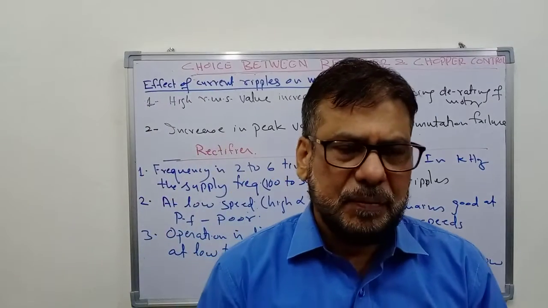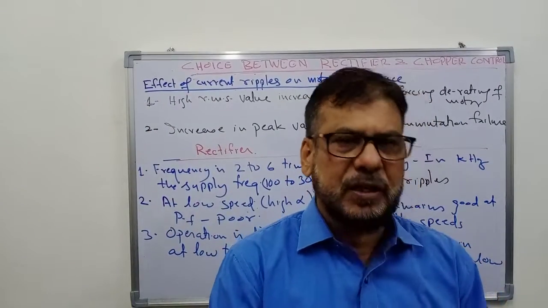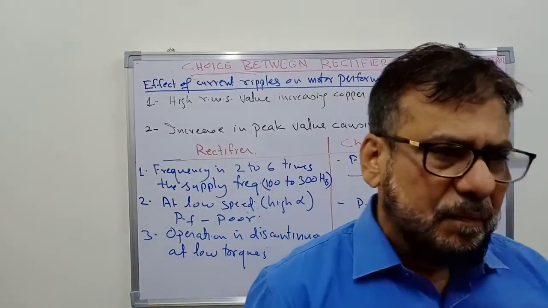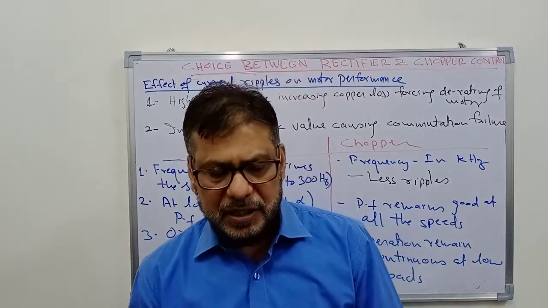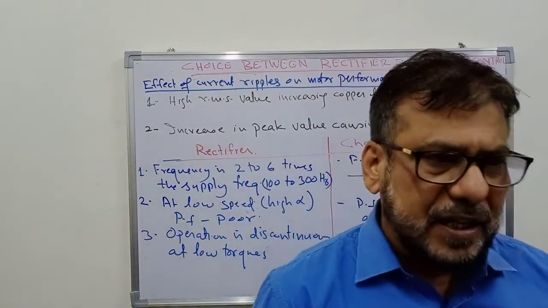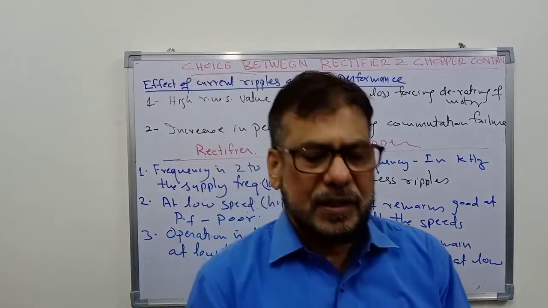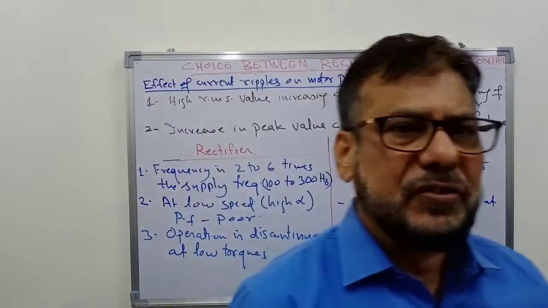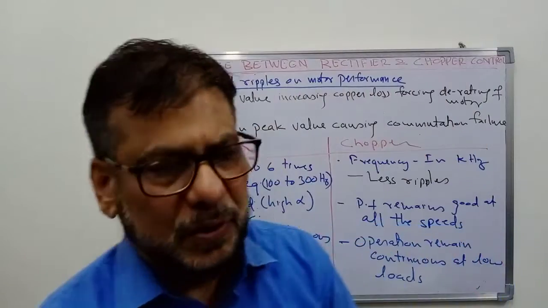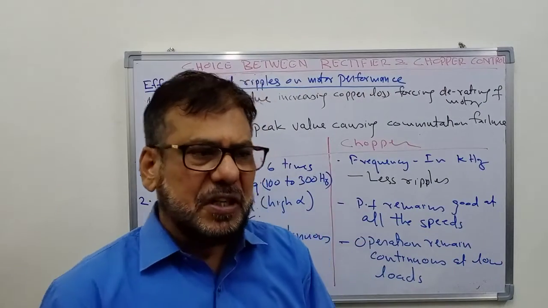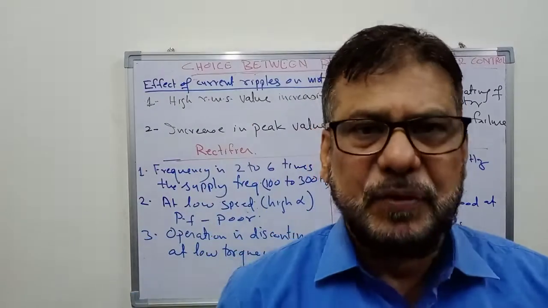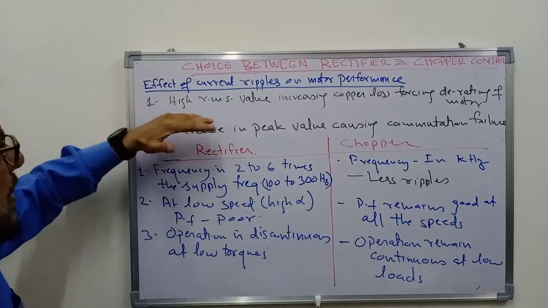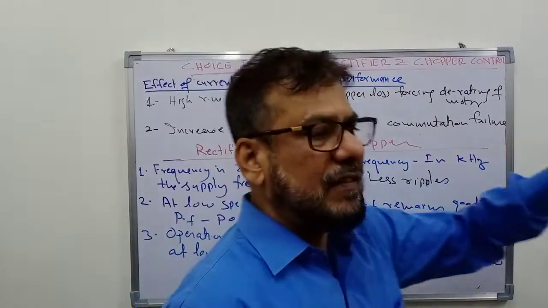You know that when the supply is from a normal DC supply, then the current drawn by the motor is ripple free. But whenever you are using a chopper or rectifier, the current that the motor draws is not ripple free, it has certain ripples, both in chopper control as well as in rectifier control. So when the ripple is there, it affects the performance of the motor. When the ripples are there, the RMS value will be higher than the average value.